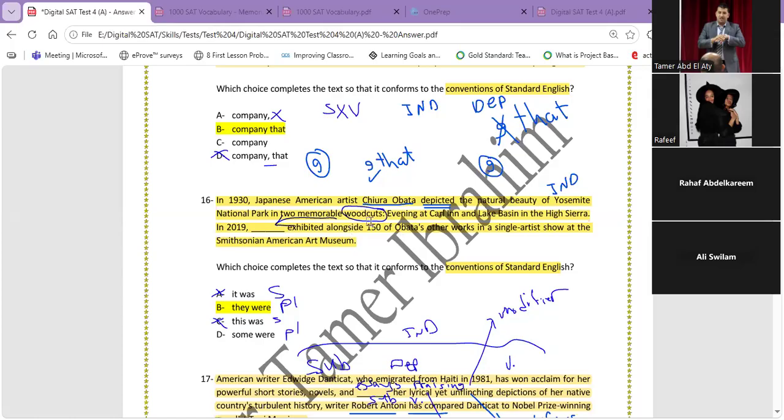So here he talks about the woodcuts. So it's plural. So I'm going to cancel A and C. Now we have they were and some were. You know that some is used for some of a whole, and here we only have two. So it's better to say they were. So the right answer is going to be they were.